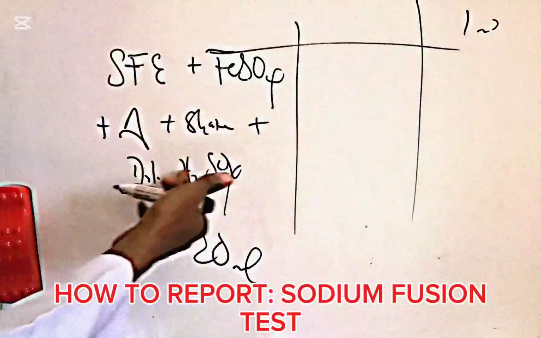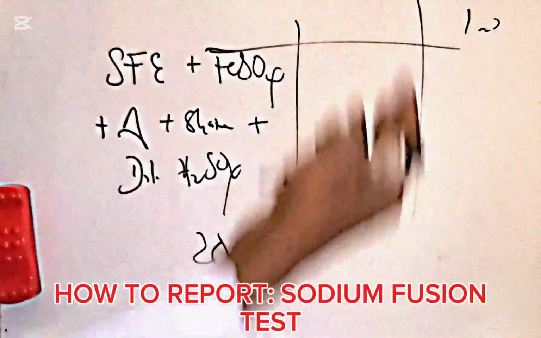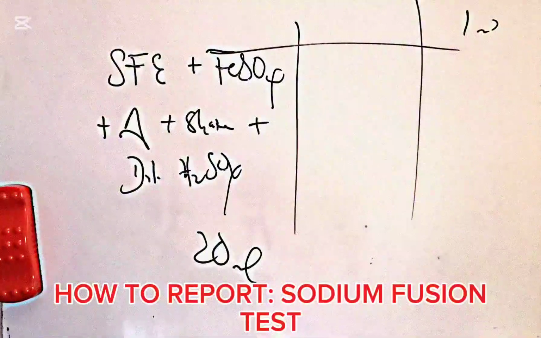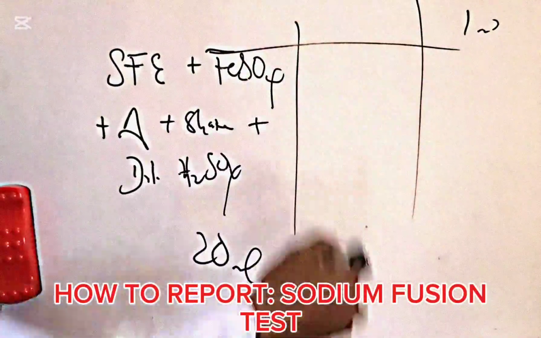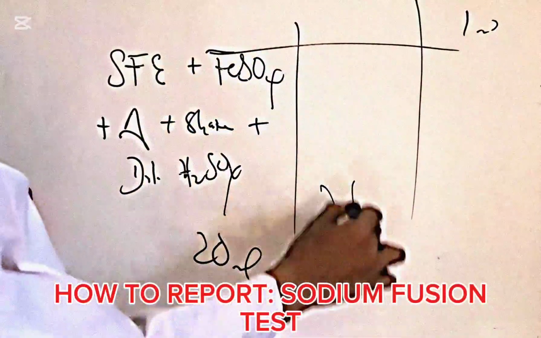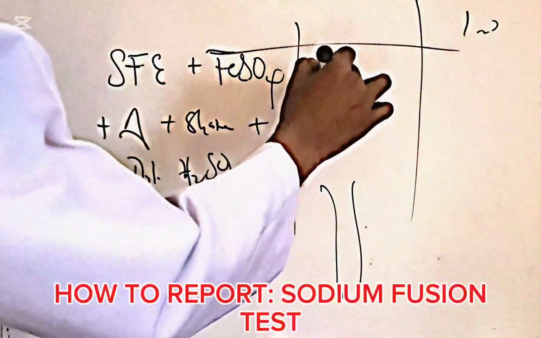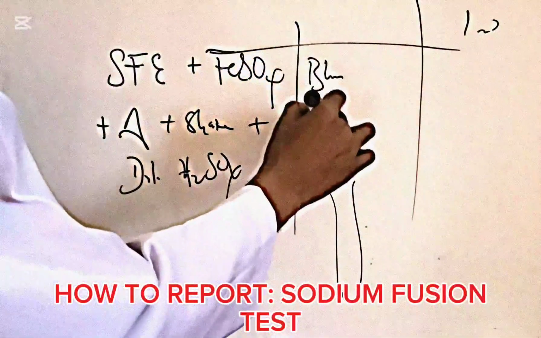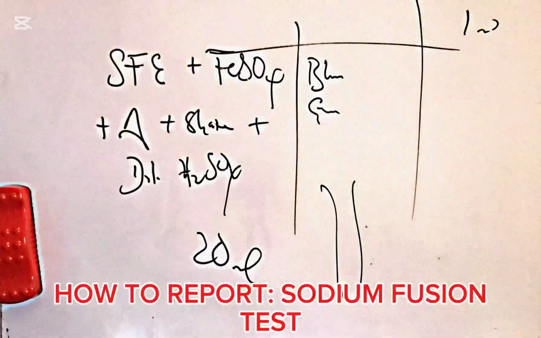Once you've added all of this, what did you see? What color did you see? Was there an evolution of any gas? If not, what color? If you observe in the test tube something like a blue color, or something like a greenish color, that tells you that nitrogen is present.